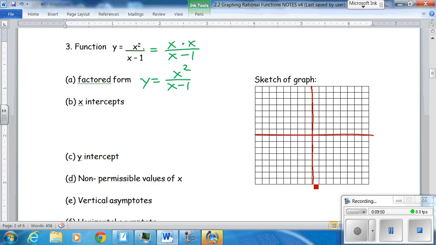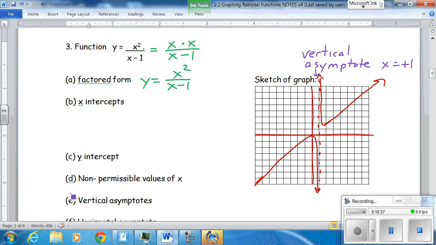Now, it's a rather crude attempt. Let me go something like that. Not the best drawing, but you get the idea. Now, from the graph, you can read off the x-intercepts, but I want to point out a couple of things first. First, we have a vertical asymptote right here at x equals plus 1. So going down to part E, vertical asymptotes, x equals plus 1.